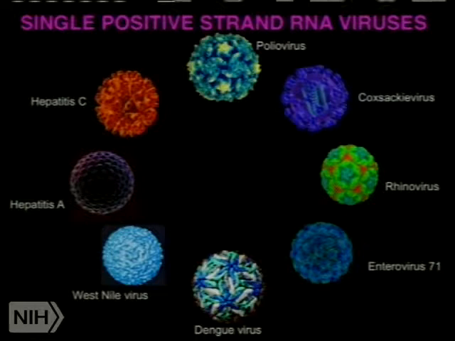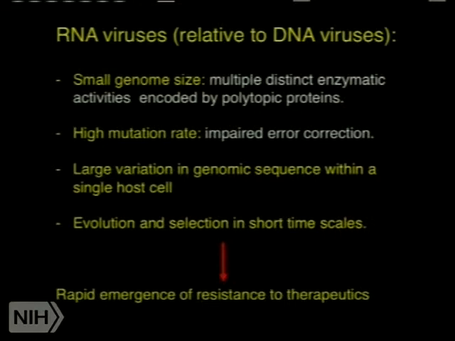And they include hepatitis C and hepatitis A, as you've heard from Marc. And they include other ones like poliovirus, rhinovirus, which is a causative agent of the common cold, West Nile virus, dengue virus, yellow fever virus, and so forth. So there are numerous human and animal pathogens that are part of this category. And all of these viruses, which are RNA viruses, have relatively small genome size relative to DNA viruses.